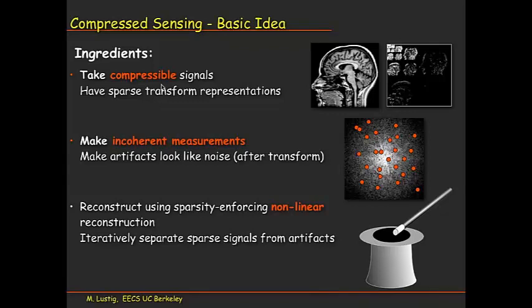So compressed sensing needs, there's kind of three ingredients that you need to put into the soup. The first one is you need to take compressible signals. So you need to have some sparse transform representation, for example, the wavelet transform for brain images. You want to make incoherent measurements. I will talk about that, but for example, randomly subsampling the Fourier domain gives you that kind of incoherence criteria. And then finally, you need to reconstruct using a sparsity enforcing nonlinear reconstruction that iteratively separates sparse signals from the artifacts. Okay?